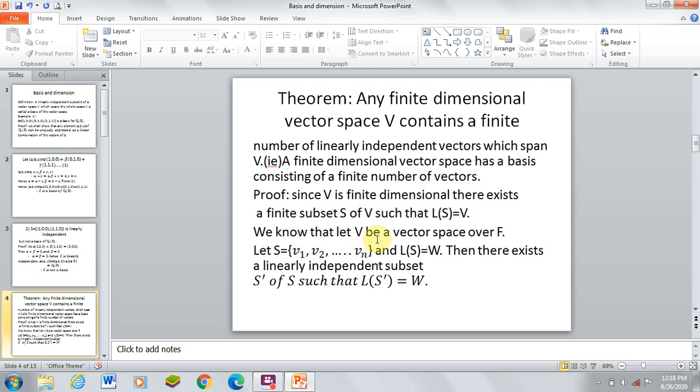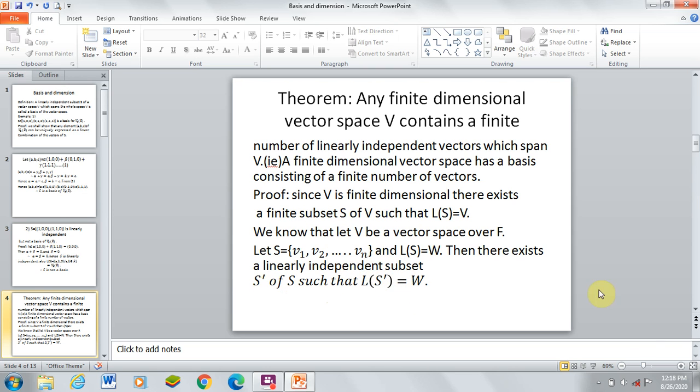We know that if V is a vector space over F, S is a set of n vectors v1 to vn, and L of S equals W, then there exists a linearly independent subset S dash of S such that L of S dash equals W.